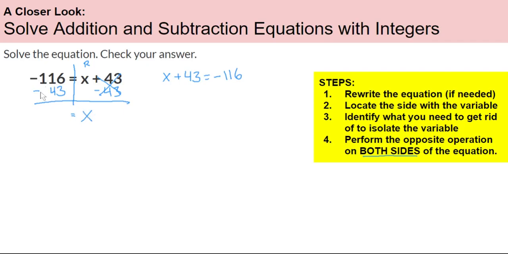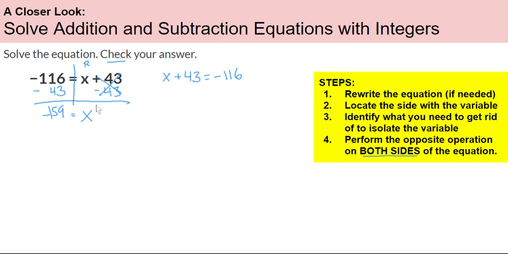negative 116 minus 43. Remember the same signs. They're the same. So we're actually going to keep the negative, and then we're just going to add them, okay? Because it's negative. Same signs, take the sum, right? So 6 plus 3, that would be 9. 1 plus 4 is 5. And then I have a 1 there. So negative 159 equals x, or x equals negative 159.